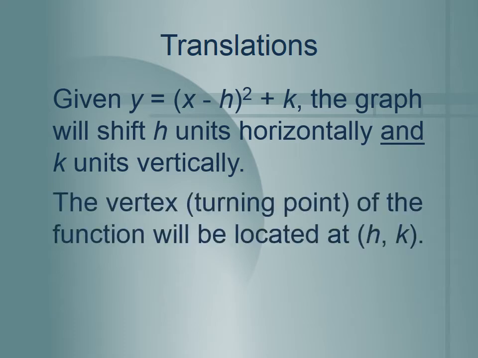And what that also tells us is the vertex. Remember, the vertex was the turning point of the parabola. The vertex was no longer going to be 0, 0. It's going to be whatever your h value is and your k value. But notice that the h value is going to be the opposite sign because of the x minus h. So if you have x minus 3, then your h value is 3. But if you have x plus 3, your h value for the vertex is negative 3.